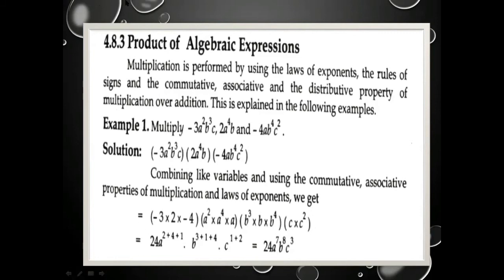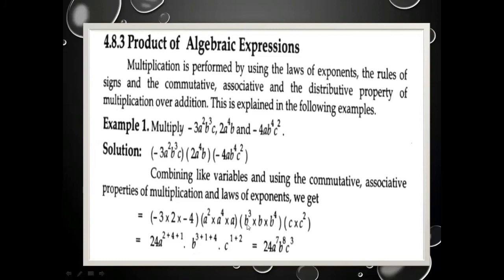From the first bracket we see minus 3, minus 4; their sign will be minus minus plus. Then 2 3s are 6, 6 4s are 24. So from the first bracket the answer is 24. From the second bracket, a square into a4 into a. According to the law of exponents, when bases are the same, add their powers. So we add 2 plus 4 plus 1 like this. Then put that dot; this dot is replaced by the bracket.